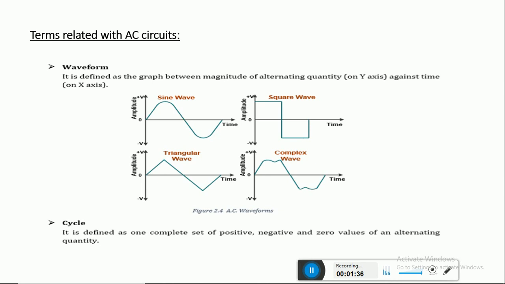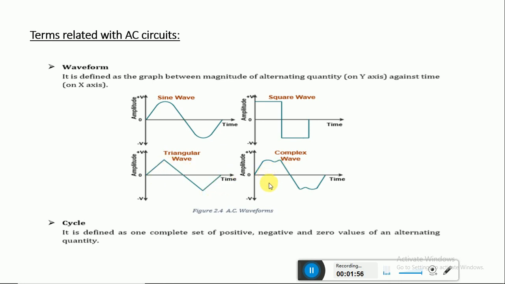Now there are so many shapes of the waveform. The first waveform is the sinusoidal waveform. The second is the square wave. You can see from 0 to pi and pi to 2 pi. And the third waveform is the triangular wave. You can see the shape of the wave is a triangle.